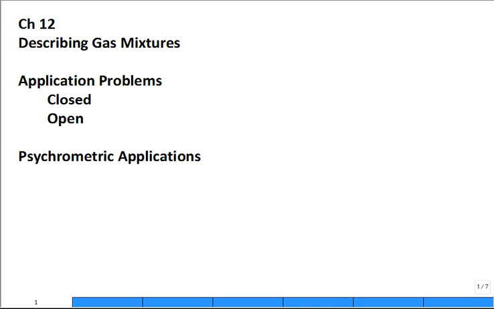Ideal gas mixtures. We've solved some problems where there are mixtures of different components for ideal gases. And then we focus on the study of moist air and water vapor. And so that's the study of what we call psychrometrics. And it's very practical, very important to mechanical engineers.